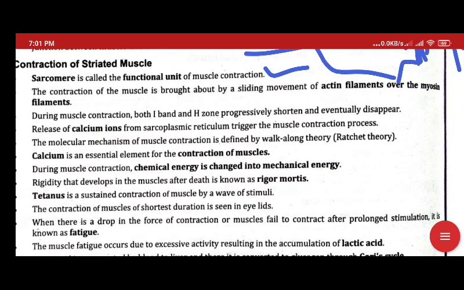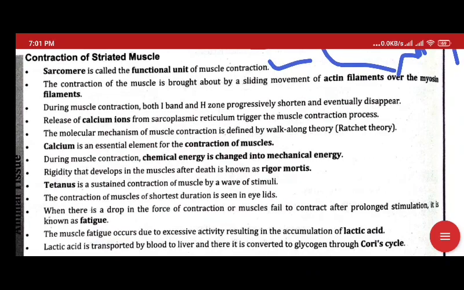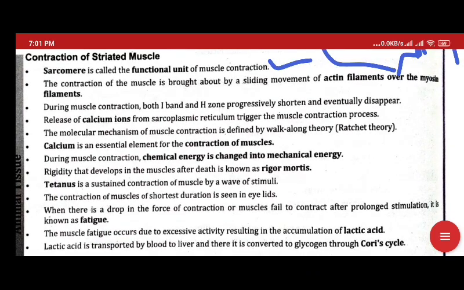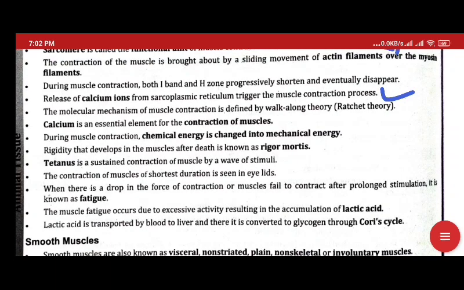Now in bone, what is it? Osteon is the main functional unit of bone, that is the cell. Now this is also the cell. Now calcium is also present in muscles. Calcium is essential in contraction of muscles.